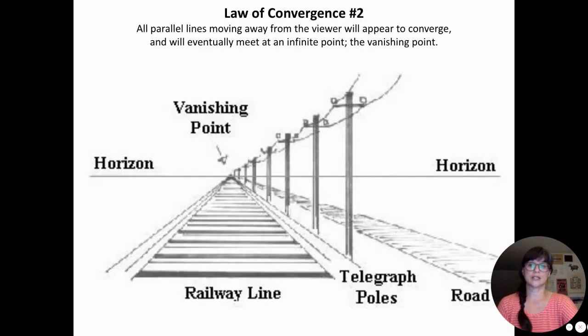Another law of convergence is that parallel lines moving away from the viewer will appear to converge. So if you notice these railway lines, they're further apart here, the ones that are closest to you. And as you go into the distance, they become closer and closer. So they are converging by becoming closer and closer, but they're still parallel lines. They never cross each other.